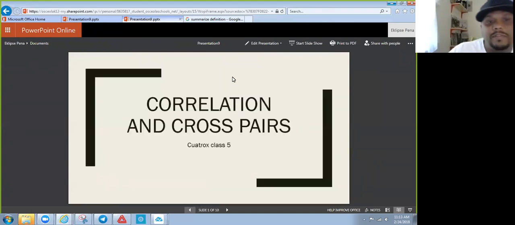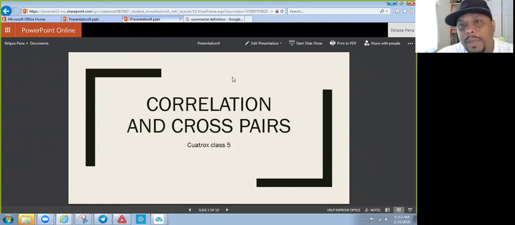I think it's our fifth class. It's called Correlation and Cross Pairs. Today we are going to learn correlation and cross pairs. I know Jakin got out here a couple of days ago, probably a week ago, and rocked your mind when he was talking about this. I just didn't want this to linger in your head. I wanted to give you guys a nice little rundown of what he was talking about.